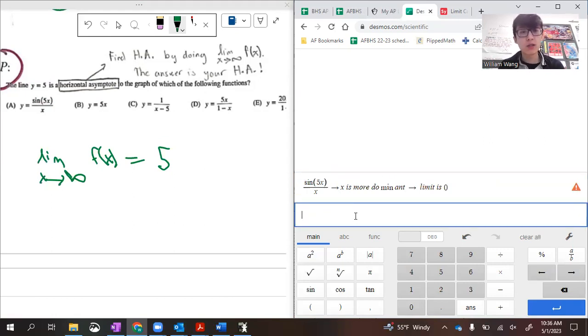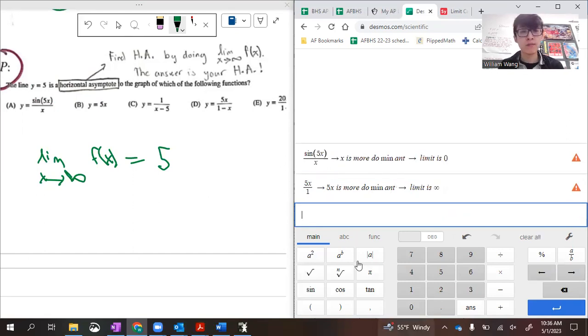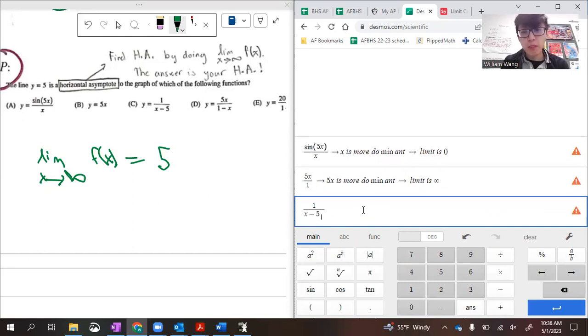All right, next one, 5x. Well, there's only one term. If I were to say there's only a numerator, 5x is more dominant. There's not even a denominator. You could write it like this, 5x divided by 1. So 5x is my numerator, and 5x is more dominant. The limit is infinity if the numerator is more dominant. All right, next one, 1 over x minus 5.